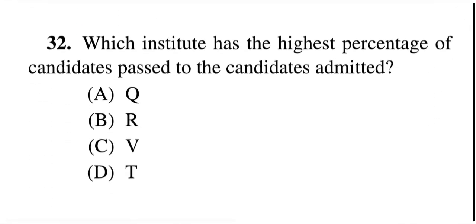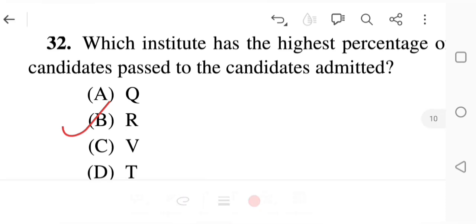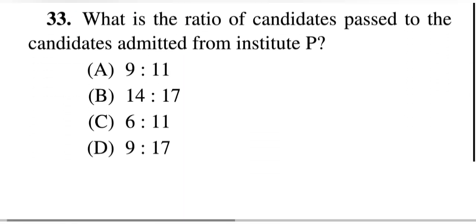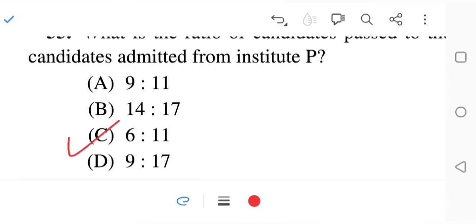32, it says, which institute has the highest percentage of candidates passed to the candidates admitted? 32, the correct answer will be B, that is R. 33, it says, what is the ratio of candidates passed to the candidates admitted from institute P? The correct answer will be C, that is 6:11.